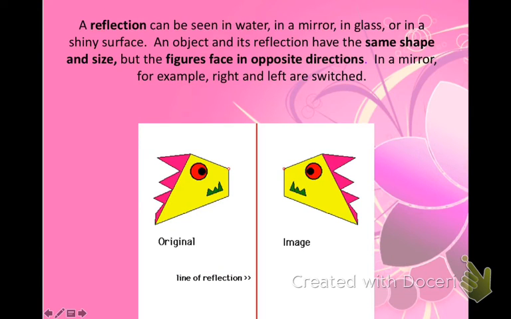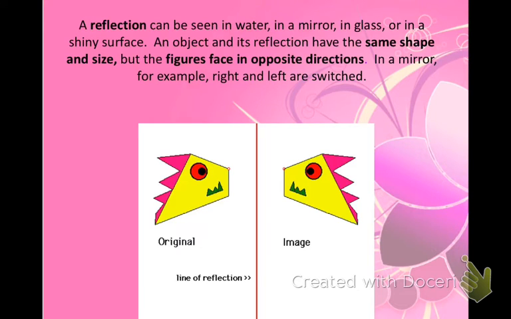All right, so now we have reflection, so turn your paper over to the back, and I need you to write down this paragraph, or part of it. You don't have to write down the whole thing. A reflection can be seen in a mirror, in glass, or a shiny surface. What you should really write down is what's bolded: an object and its reflection are the same shape and size, but the figures face in opposite directions. So this time you don't move it up and down or left and right, you pretty much flip it. So in a mirror, that's a reflection, or in water, that's a reflection.